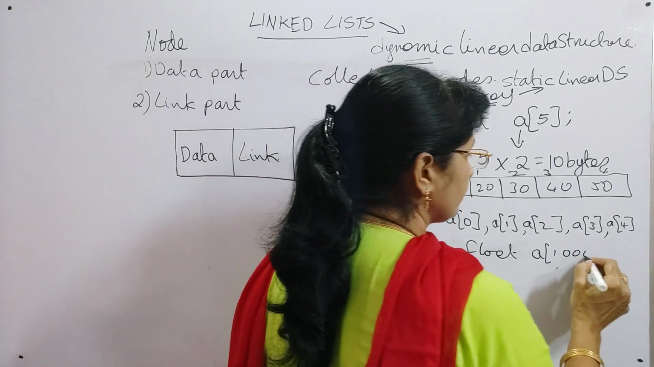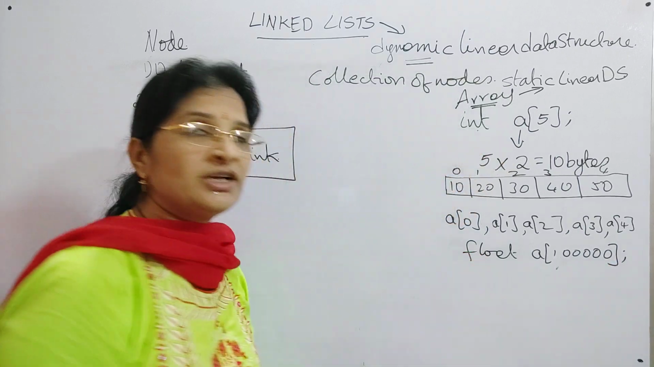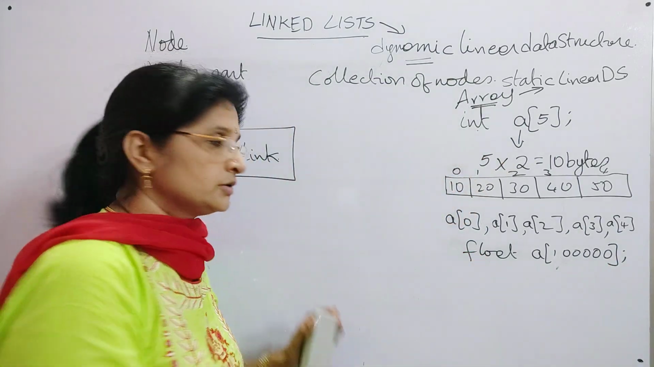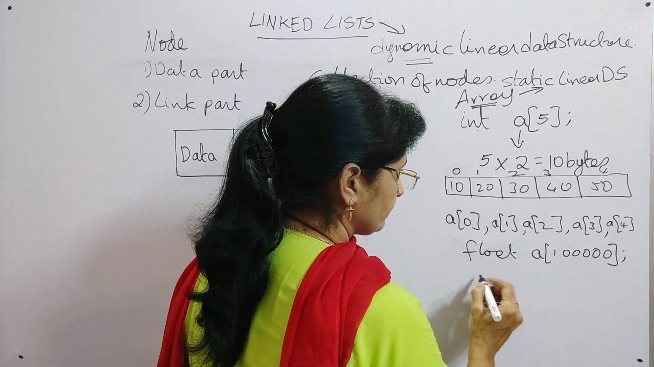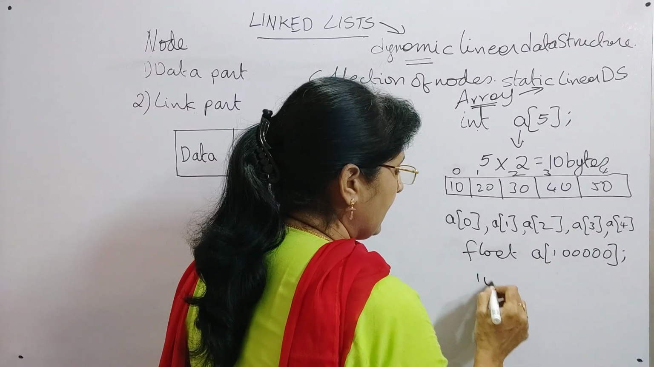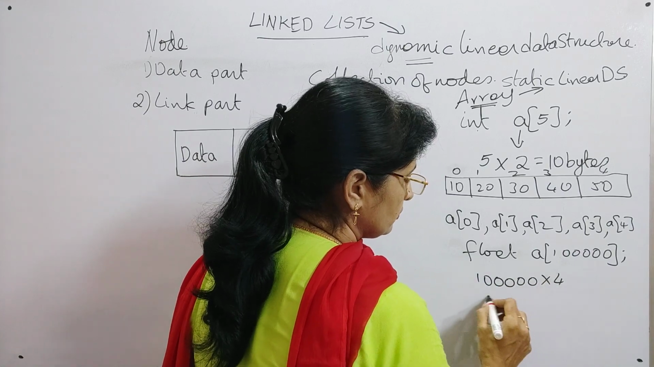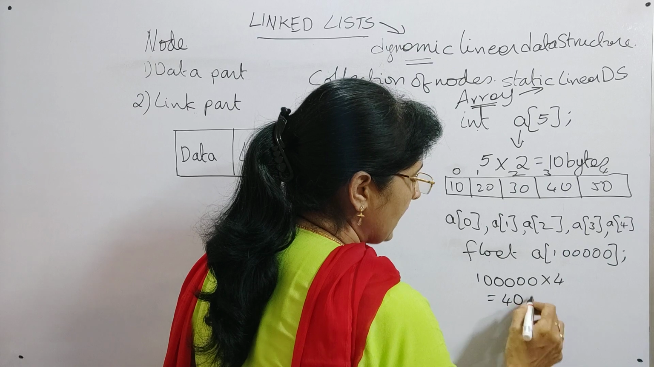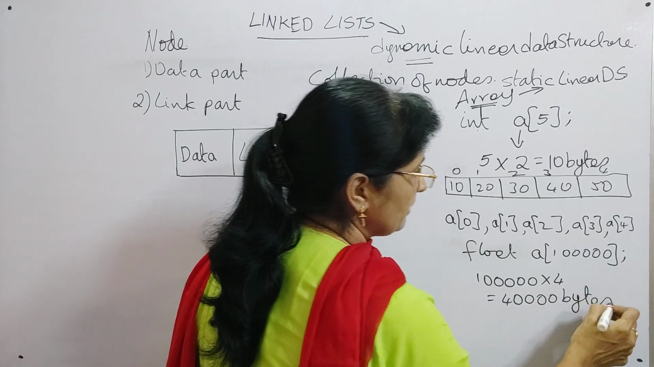I am declaring 1 lakh. So that means how much memory is required for this one? So how much memory is required? Total of 1 lakh into 4. That is total 4 lakh bytes of memory is required for A.